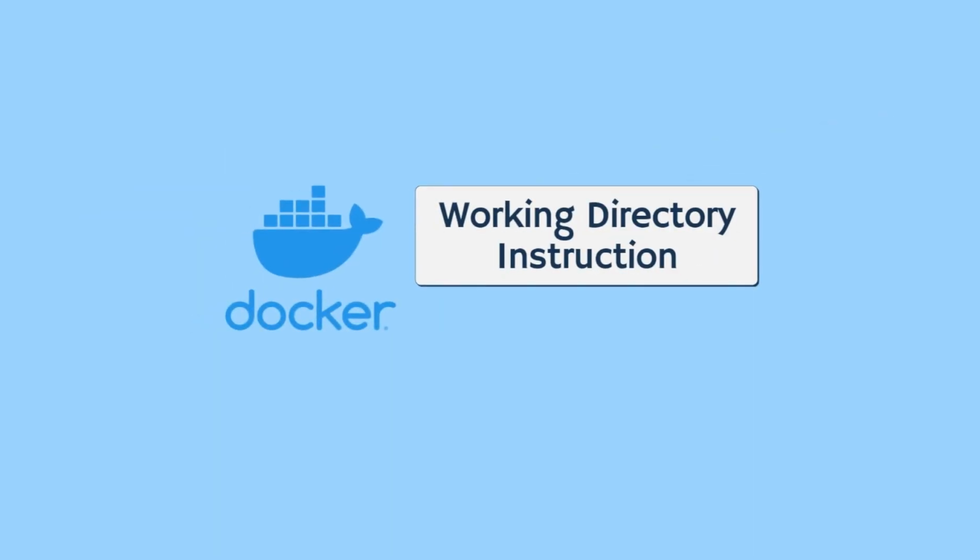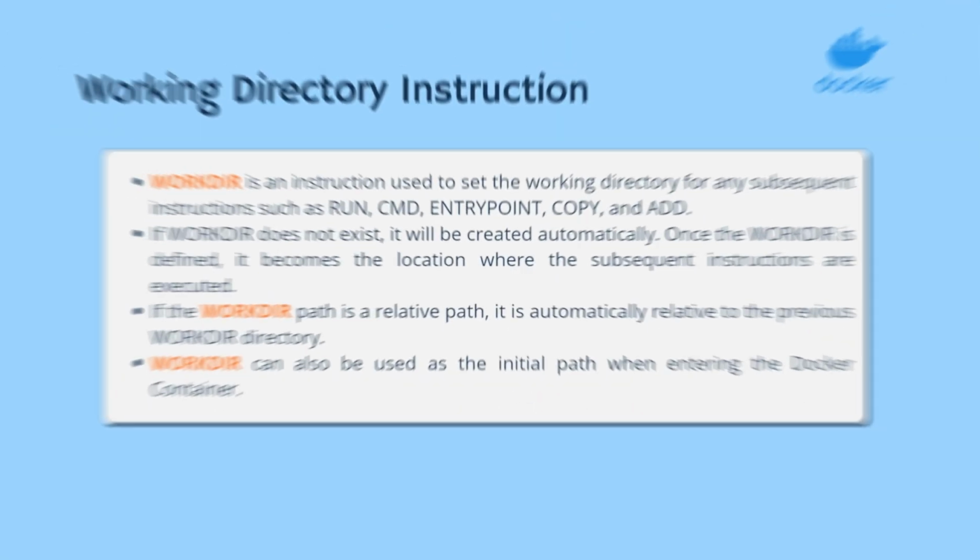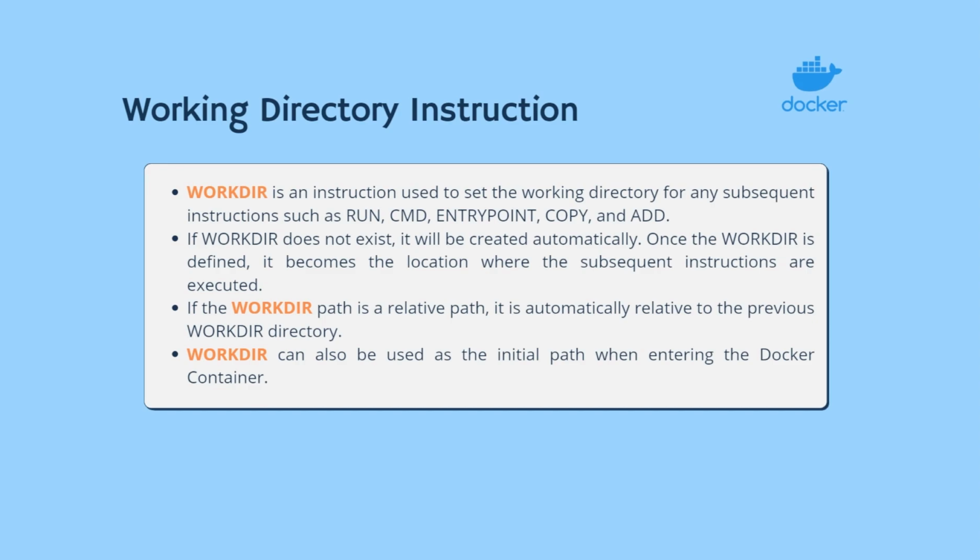Working Directory Instruction. WORKDIR is an instruction used to set the working directory for any subsequent instructions such as RUN, CMD, ENTRYPOINT, COPY, and ADD. If WORKDIR does not exist, it will be created automatically. Once the WORKDIR is defined, it becomes the location where the subsequent instructions are executed. If the WORKDIR path is a relative path, it is automatically relative to the previous WORKDIR directory. WORKDIR can also be used as the initial path when entering the Docker container.